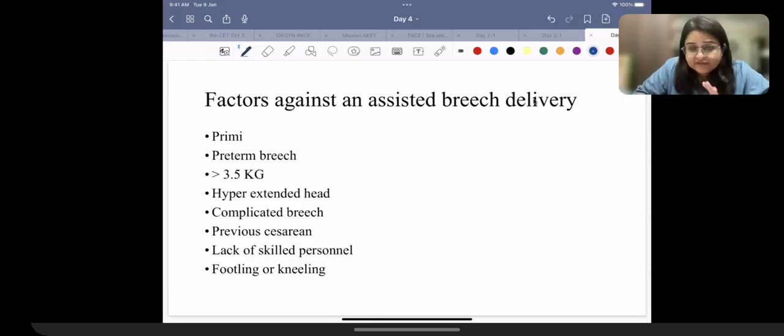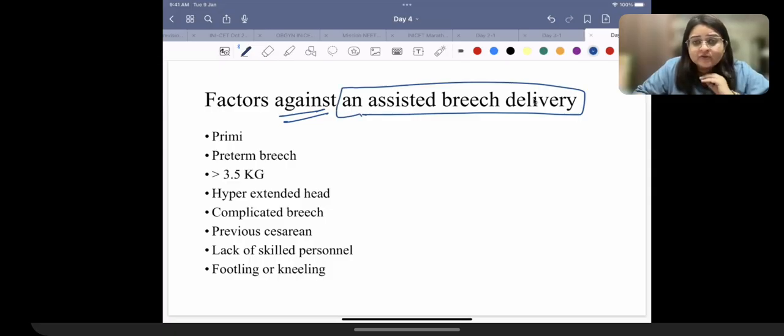So what are the factors against an assisted breech delivery? In which patients will you not allow an assisted breech delivery? Primary breech. If she's a primary breech, I will tell her कि आपका pelvis tested नहीं है, कोई भरोसा नहीं है, कब अटक सकता है head. Let's be safe. Let's do a cesarean section.